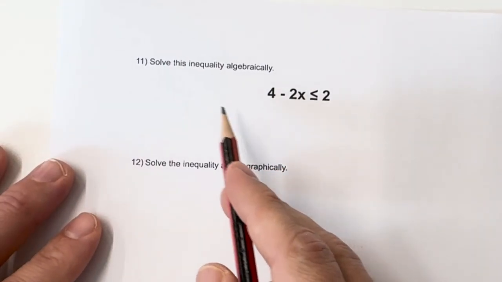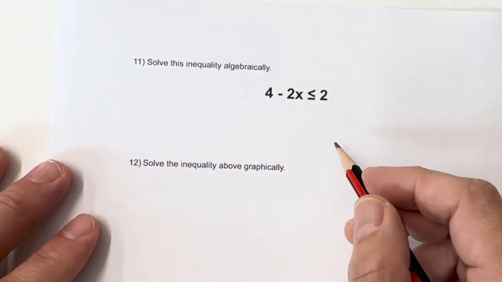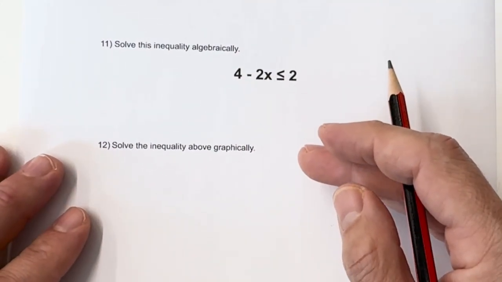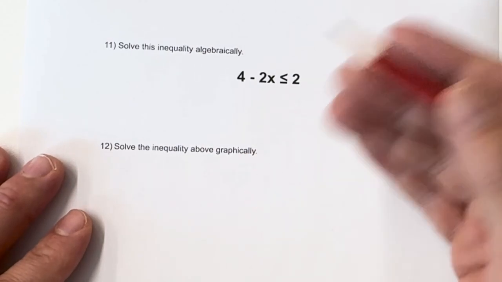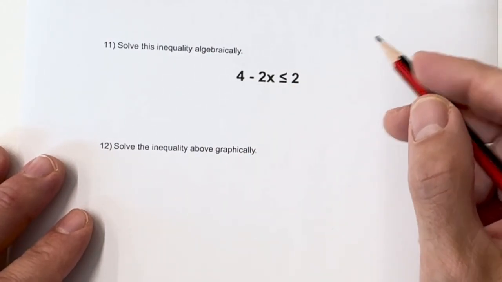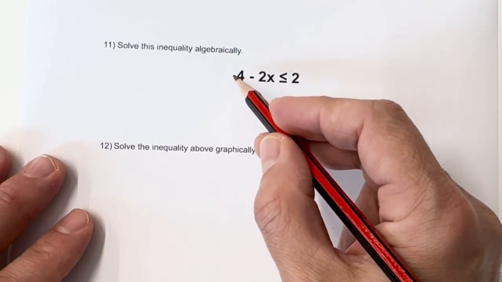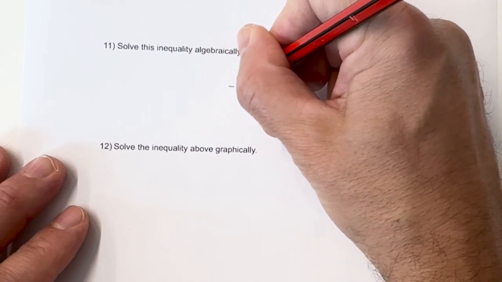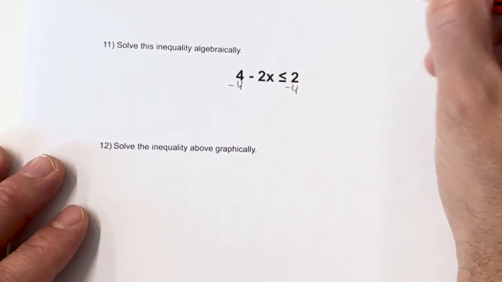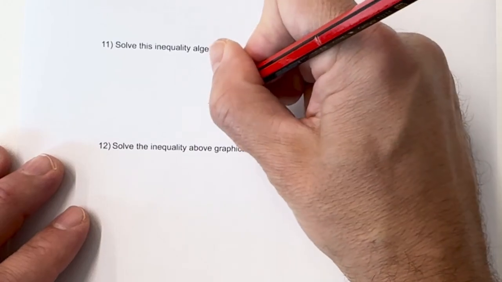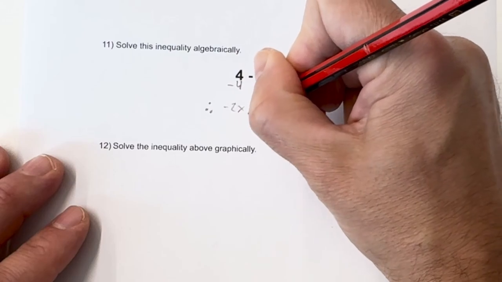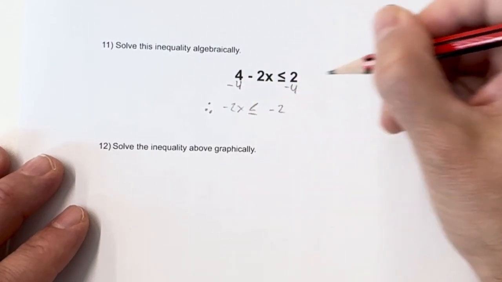Move to questions 11, 12, and 13. Okay, so question 11 says, just solve this inequality algebraically. So what we do here, guys, is we use the exact same algebra we'd use if there was an equal sign. So right here I have a 4, so the opposite operation of a 4 is a -4, so that is the addition principle. I'm gonna rewrite, so I get -2x is less than or equal to -2.